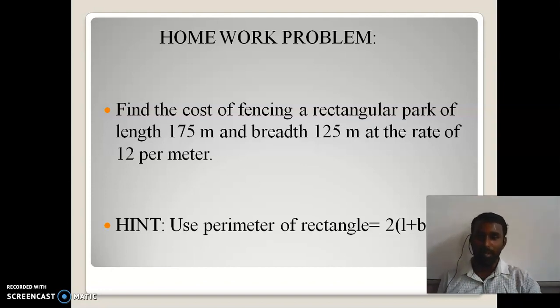So for 1 meter, it is 12 rupees. That means whatever total meters you found, if you multiply it by 12, you will get your answer. Okay, so did you understand the problem? First, what is the shape? Either perimeter or area. For the cost of fencing, what is the minimum rate? They mentioned it in the problem.